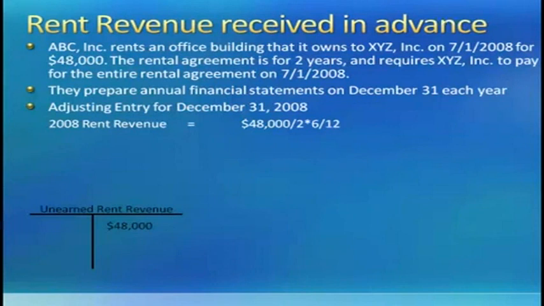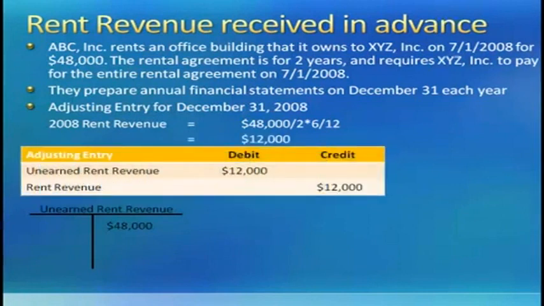Consequently, the adjusting entry on December 31st would be a debit to unearned rent revenue of $12,000, half of the $24,000 annual, and a credit to rent revenue of $12,000. This adjusting entry records the $12,000 of rent revenue that ABC Inc. earned in 2008 and also reduces the unearned rent revenue liability account to reflect that ABC Inc. only owes $36,000 of rent services in the future as of December 31st, 2008.